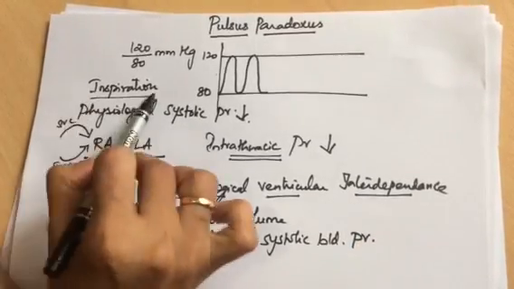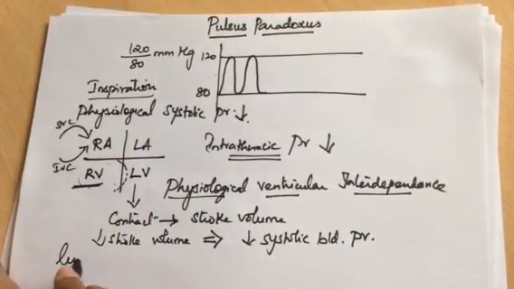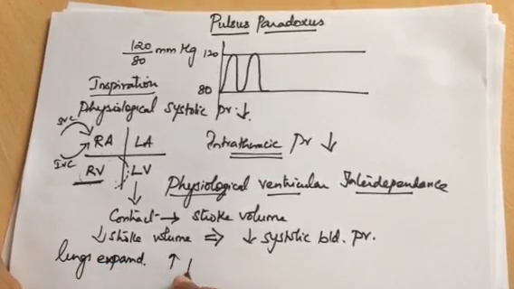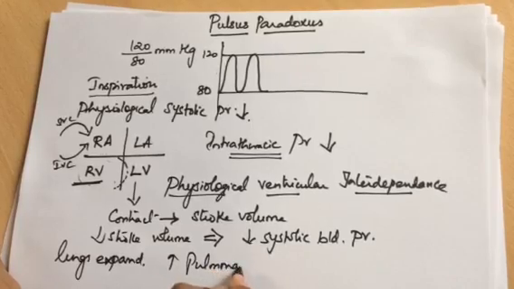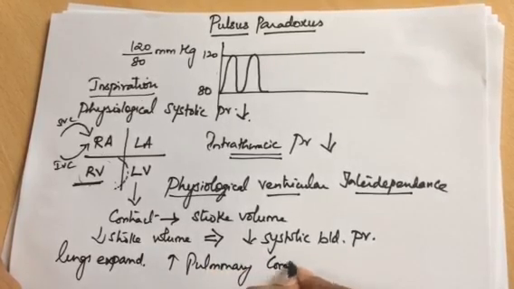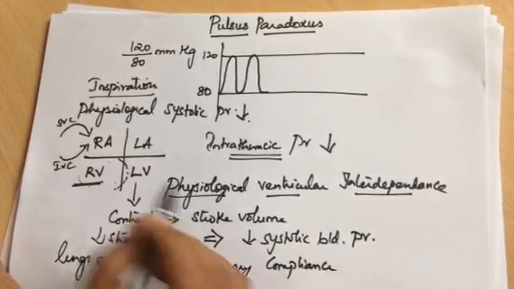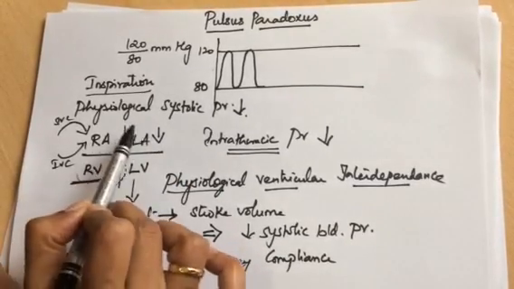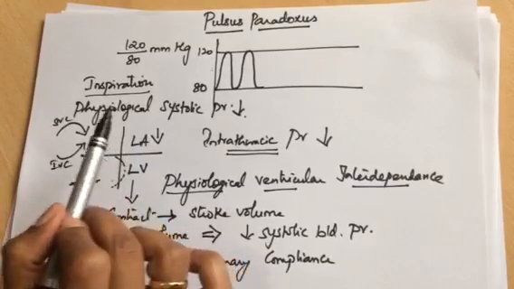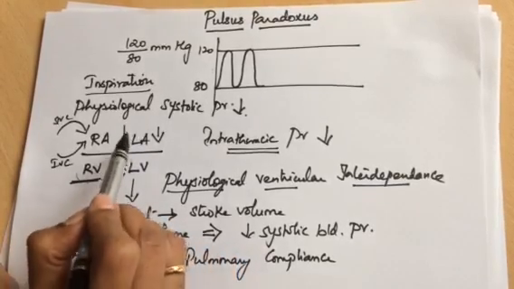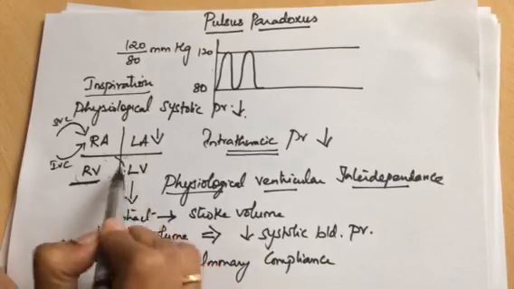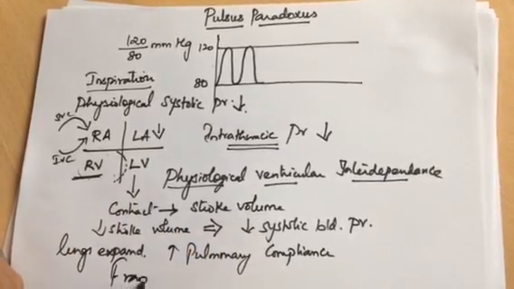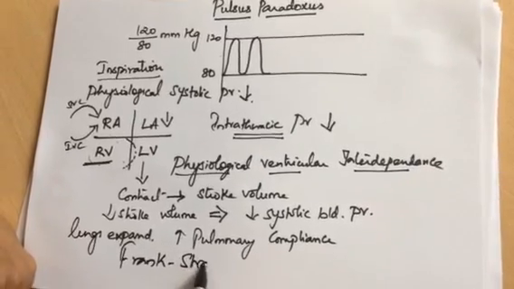Also, during inspiration, the lungs expand and there is an increase in the pulmonary compliance. Because of the increase in the pulmonary compliance, the venous return to the left atrium is reduced. Because the venous return via the pulmonary veins is reduced to the left atrium, the blood flow to the left ventricle is also reduced.